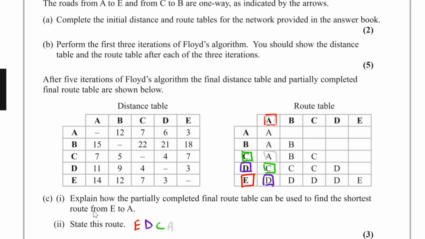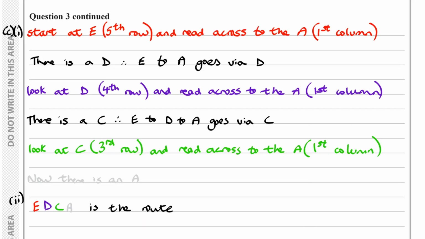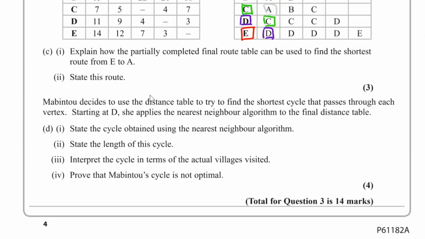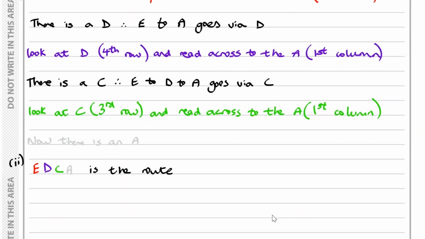So when we come to explain how the partially completed final route table can be used to find the shortest route from E to A, you'd find that we have the following reason. I've written everything down in normal words, and it's everything I basically said. We start at E, which is on the 5th row, and we read across to the A, which is in the first column. We found that there was a D over here, and we can therefore say that E to A goes via D.